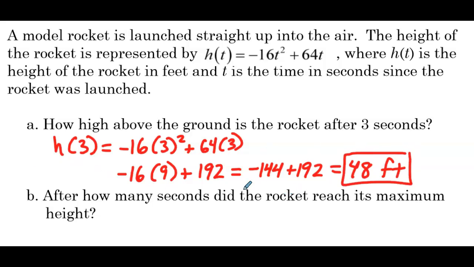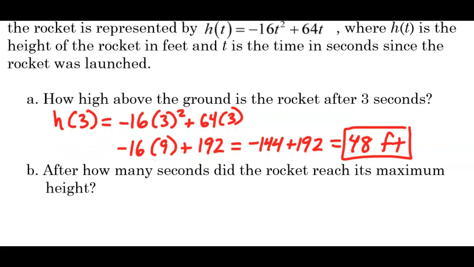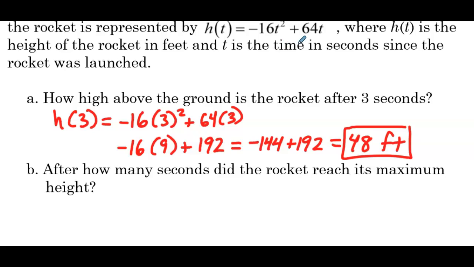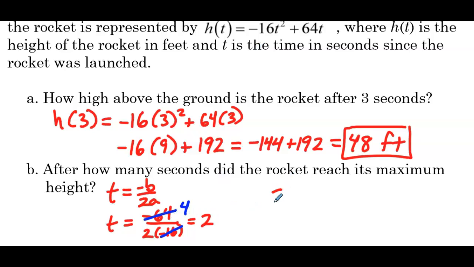After how many seconds did the rocket reach its maximum height? So in order to determine that, we're going to find the axis of symmetry of our quadratic function. So t equals -b over 2a. So t equals -64 over 2 times negative 16. So we can simplify. Negative 16 and the negative 64 would be positive 4 in the numerator. So 4 divided by 2 is 2. So 2 seconds later, the rocket is at its maximum height.